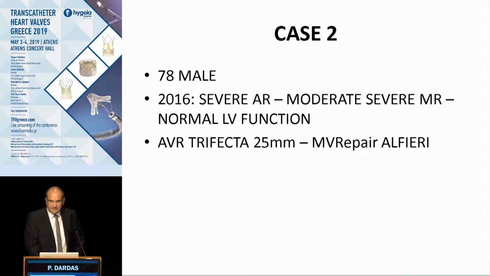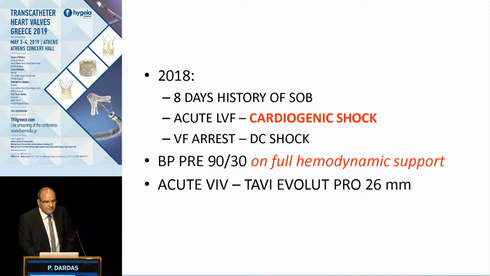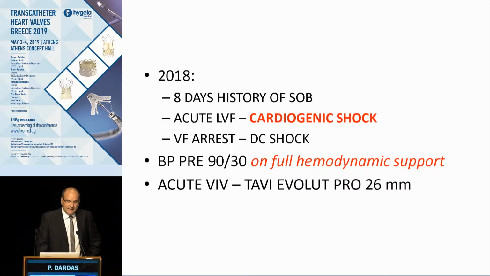And he also had a mitral valve repair with Maxwell stitch due to severe mitral regurgitation. At the time, he had normal LV function. He was well, and he presented with just 8 days history of increasing breathlessness. When he came to us, he was in cardiogenic shock. He had a VF arrest. We had to shock him twice, and he had a blood pressure of 90/30 on full hemodynamic support. So we diagnosed that it was an acute bioprosthetic valve failure.